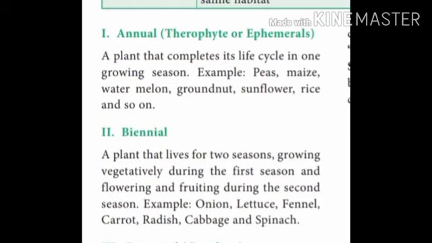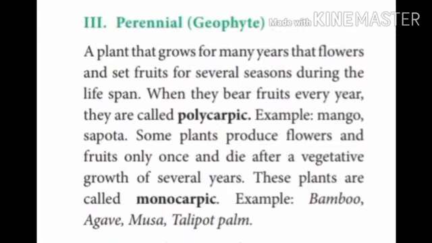The second, biennials, are the plants that have 2 seasons, growing vegetatively during the first season and flowering and fruiting during the second season. So they take 2 seasons, therefore they are called biennials. Examples: onion, lettuce, fennel, carrot, radish, cabbage, spinach. So these plants take 2 seasons, one for their vegetative growth, another for the reproductive growth.